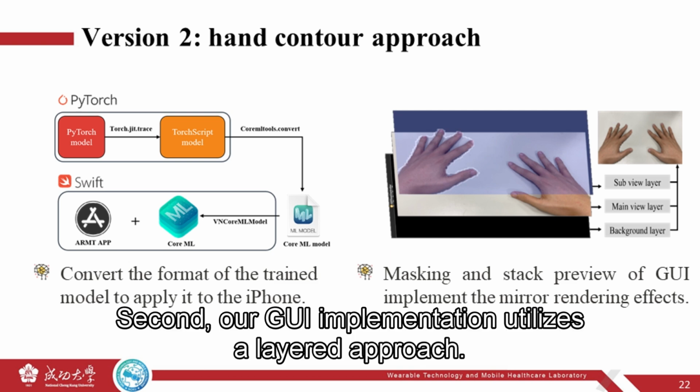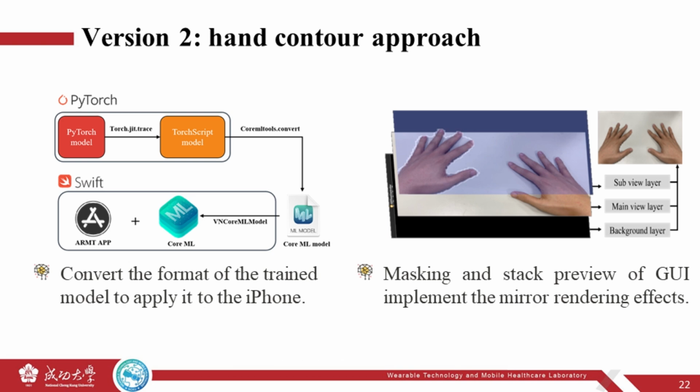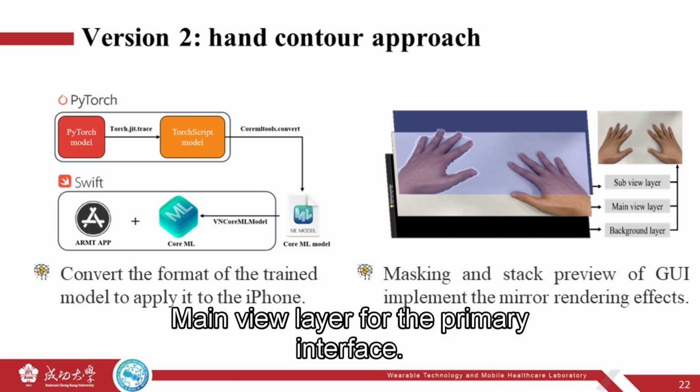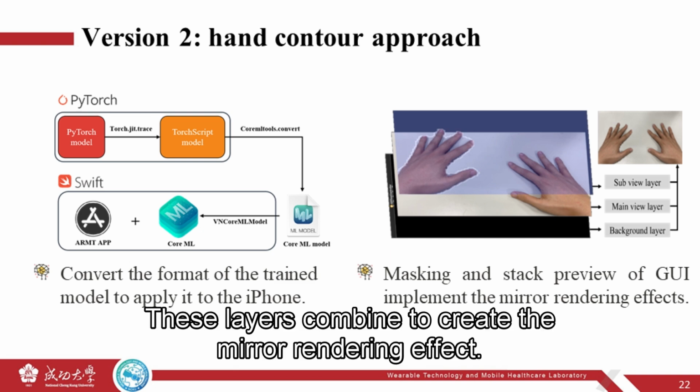Second, our GUI implementation utilizes a layered approach. Subview layer for the segmented hand visualization. Main view layer for the primary interface. Background layer providing context. These layers combine to create the mirror rendering effect.